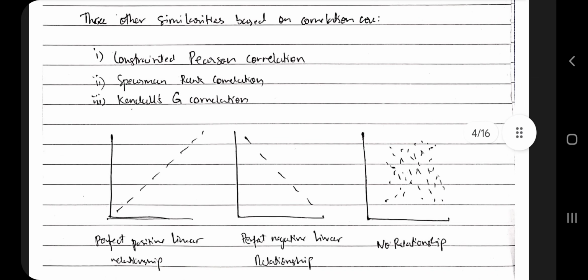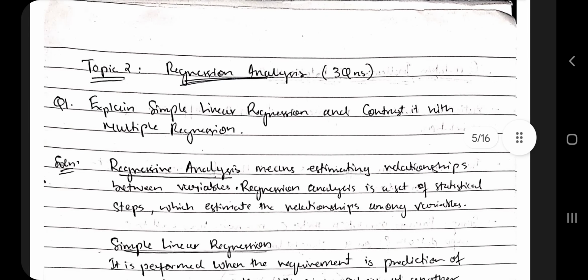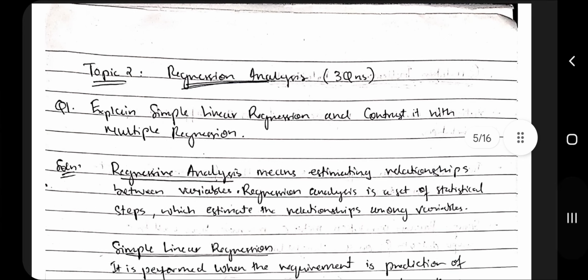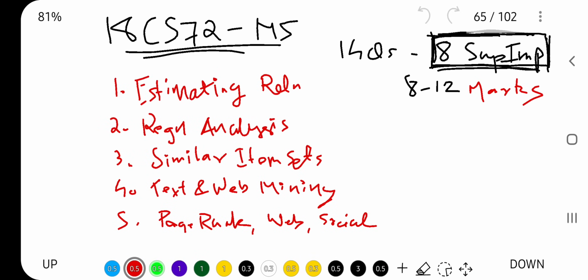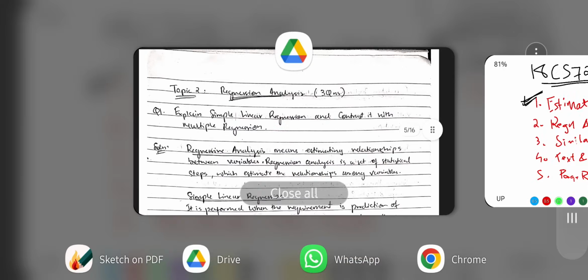There are three other ways to calculate, like constraint Pearson correlation, Spearman rank correlation, and Kendall's tau correlation. If you want the differences between these, you have to refer to the textbook. Okay, here I've just given the hint. So let's get a tick mark for the first one. The topic had 3 questions, which I merged into 2 questions. Okay, so this is done. So just study this much. This will be sufficient for you, because in the exam nothing has been asked beyond this.